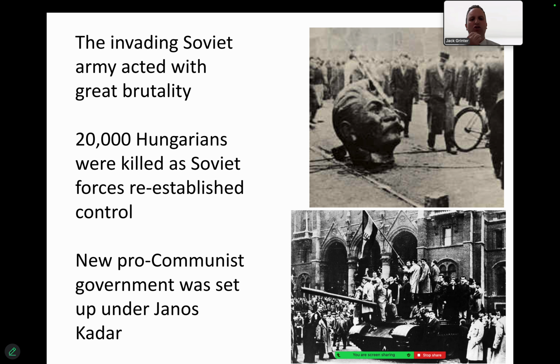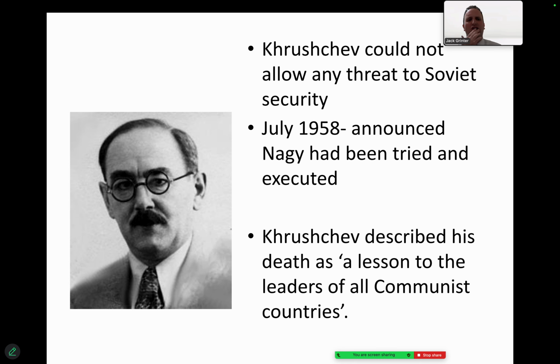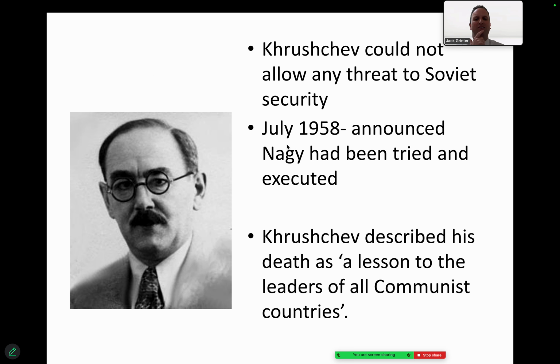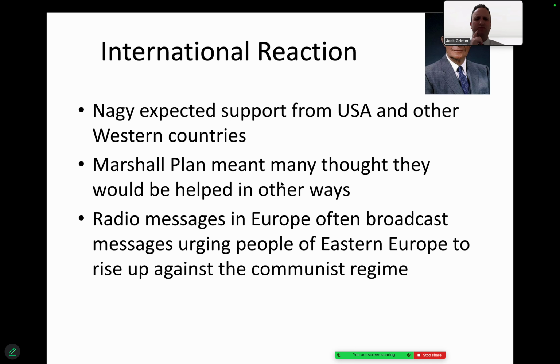Okay? The Soviet troops coming in, very brutal. 20,000 Hungarians killed. Remember, statistics like that are good to remember. It's a lot bloodier than what happens in Czechoslovakia in Key Topic 2 in 1968. And what ends up happening is Nagy is tried and executed. He's replaced by a new communist government, led by a hardliner, Janos Kadar, someone who's going to be loyal to Moscow. And Khrushchev said, Nagy's death is a lesson to the leaders of all communist countries.